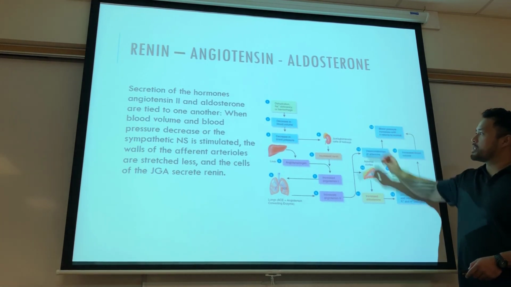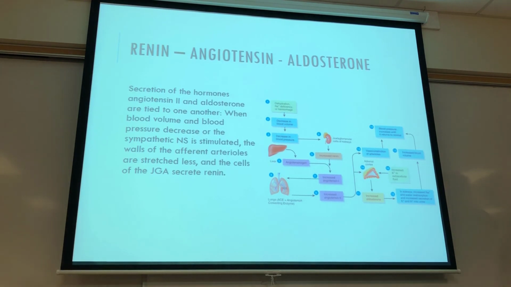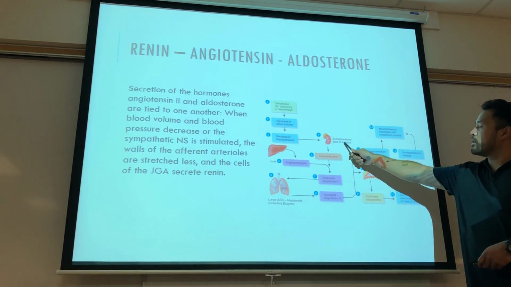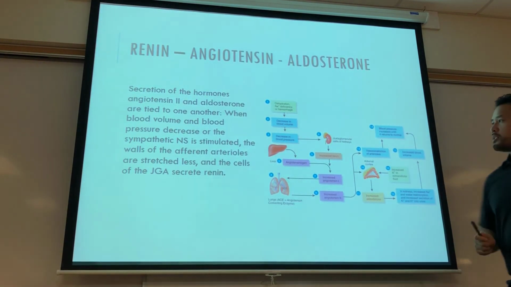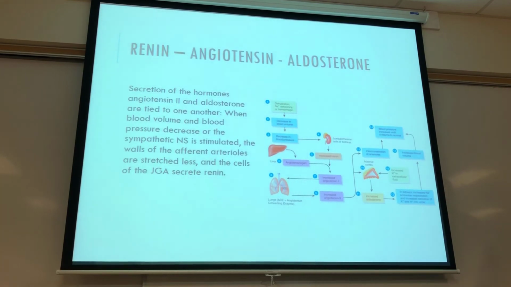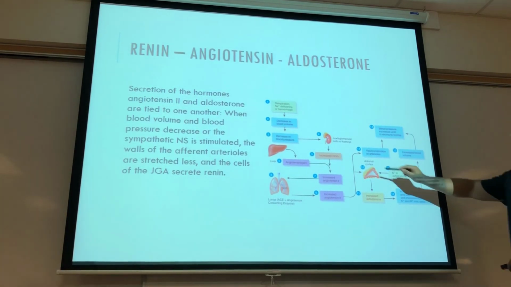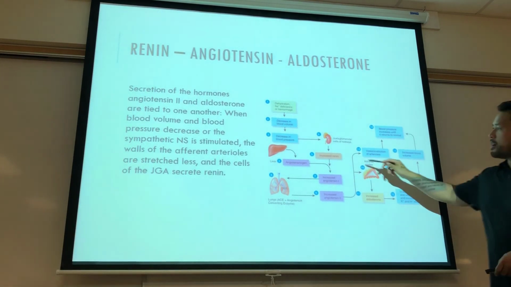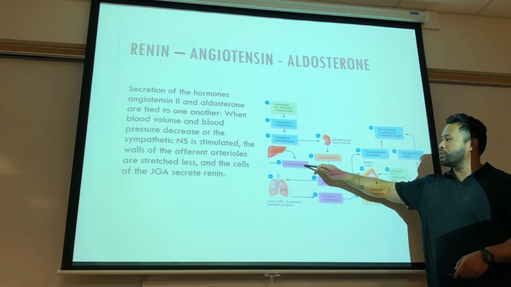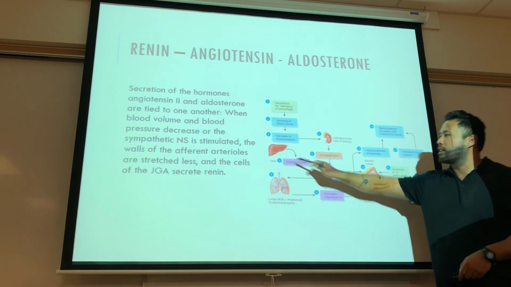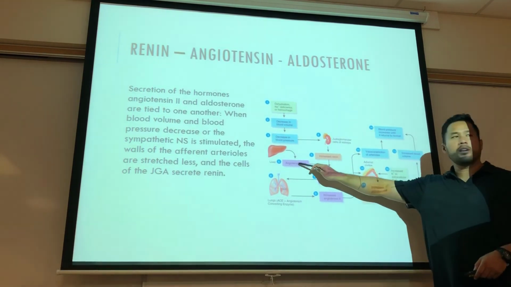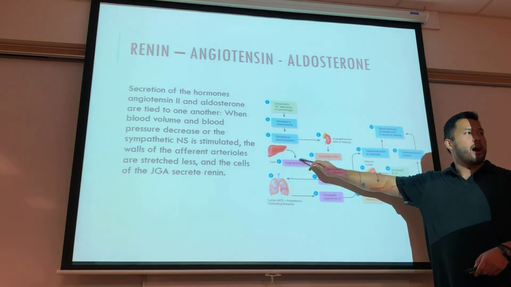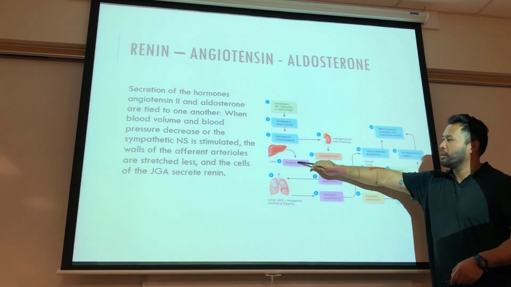Juxtaglomerular cells are the cells, again, that are leading into the glomerulus. This is the afferent arteriole. These cells will detect the blood flow into the glomerulus. And if there's decreased blood flow, renin is secreted. That renin finds angiotensinogen floating around in the blood that's been released by the liver. Again, one of the non-digestive proteins that I quizzed you guys on.